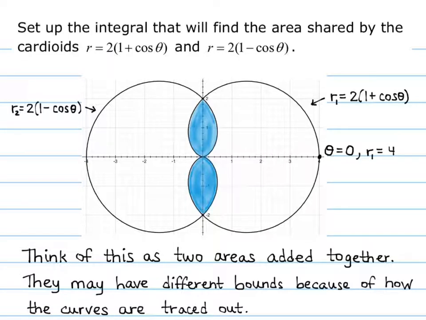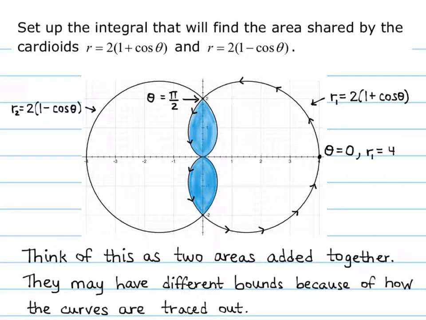So I'm going to figure out how the r sub 1 curve is traced out. Remember, r sub 1 is 2 times the quantity 1 plus cosine theta. When theta equals 0, r sub 1 equals 4. So I'm on the positive x-axis at theta equals 0. And if you graphed this in your calculator and paid attention to how it was traced out, you would see that it went in the counterclockwise direction. So I'm going to put my little arrows showing that it's going in the counterclockwise direction.